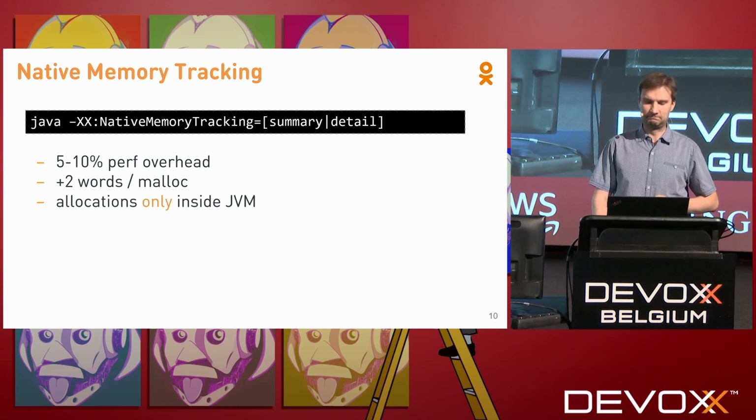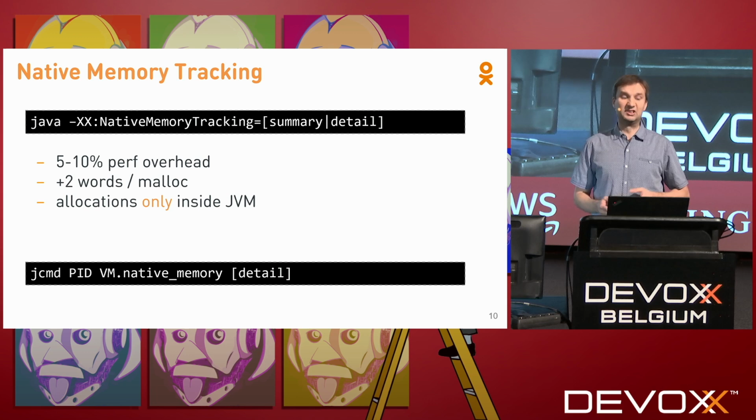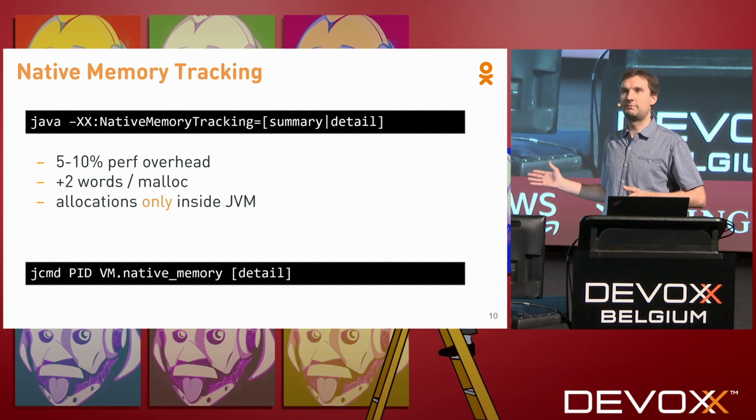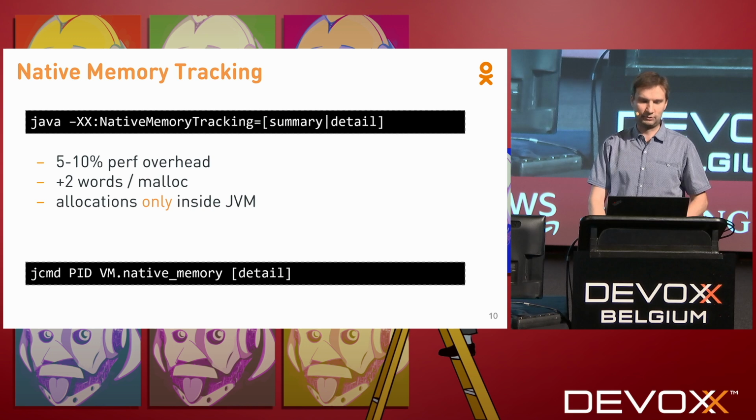When the feature is turned on, you can ask the JVM to print the native memory tracking report at any time with this jcmd command. By the way, do many of you know about the jcmd utility? Who knows? Well, many of you. Good, because it's a really useful utility. I highly recommend it.